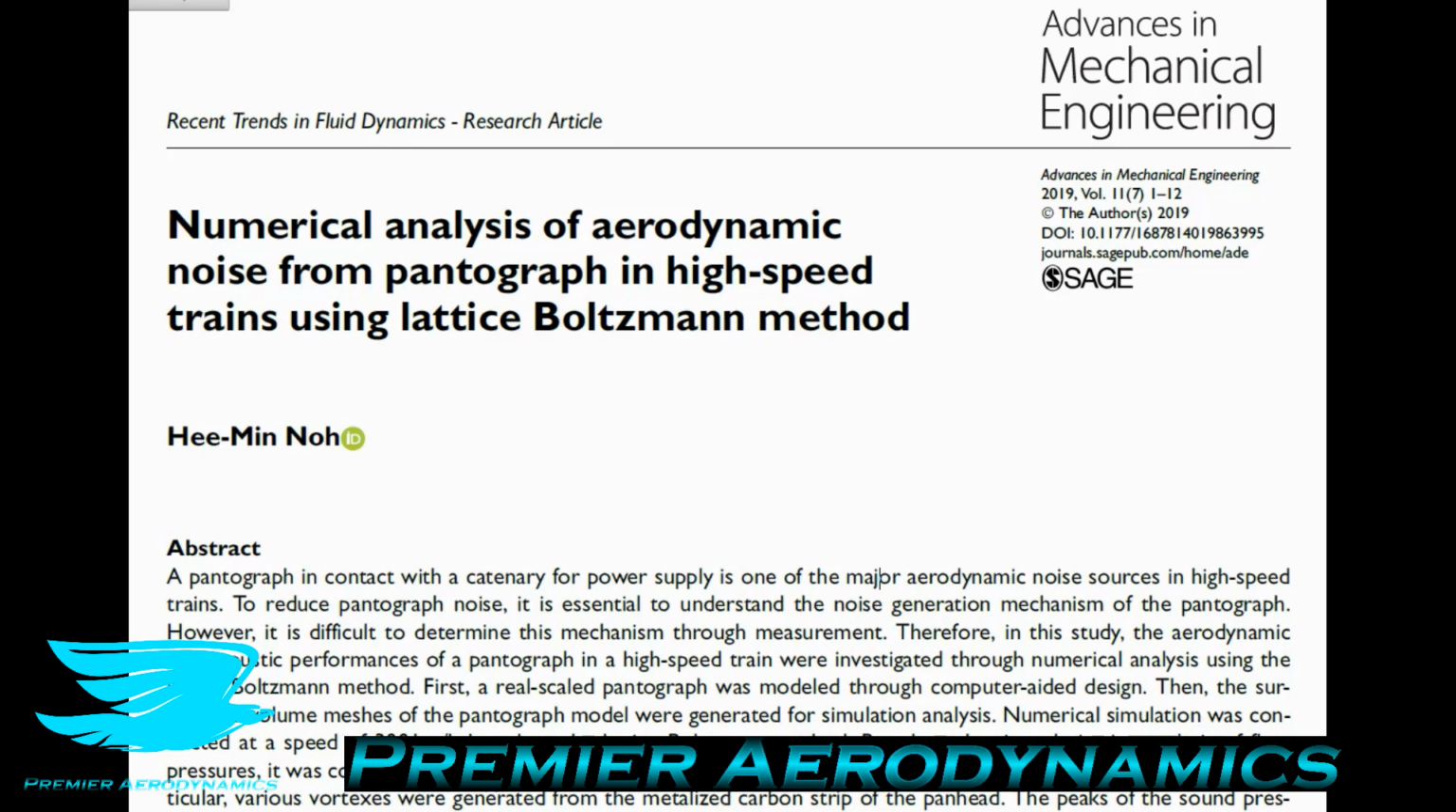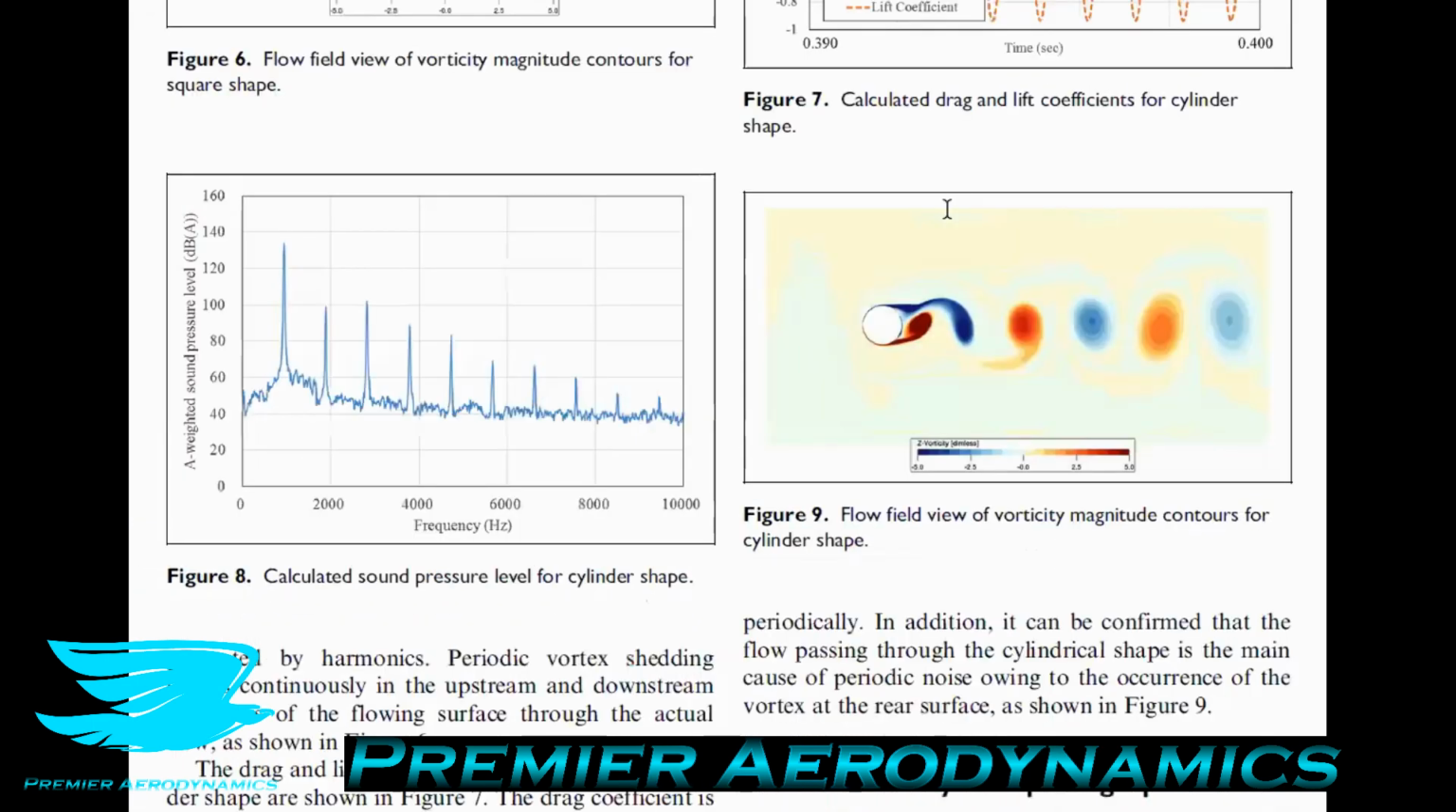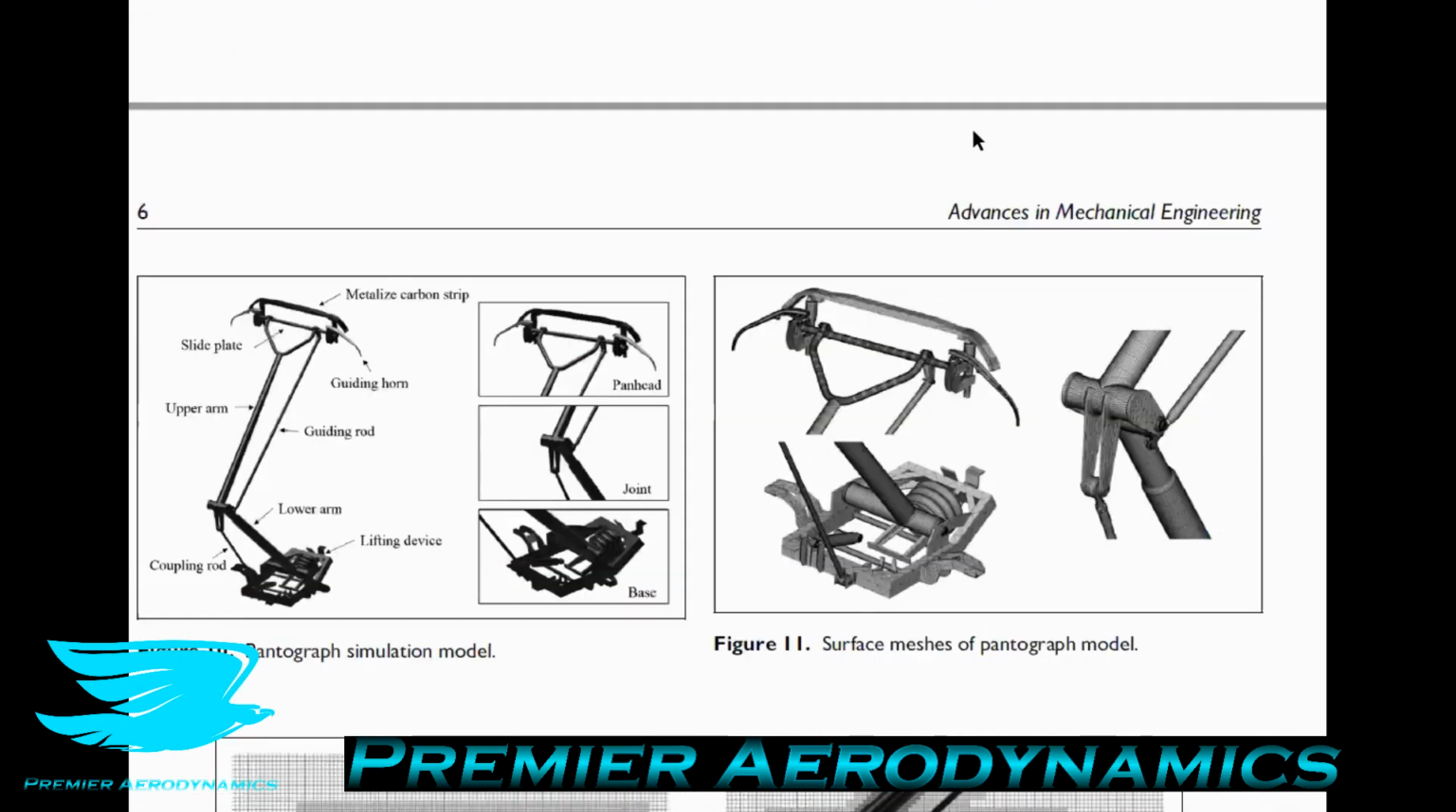So we're going to be looking at a paper called Numerical Analysis of Aerodynamic Noise from Pantograph in High-Speed Trains using Lattice Boltzmann Method. So the pantograph is, if you look at a regular train and you look at the top, the stick coming up and hitting the electrical cable, that's the pantograph, that entire structure. And that gets electricity and comes down to the train. And in podcasts number 22 and 23, we saw that the pantograph accounts for a lot of the noise that a high-speed train does make.